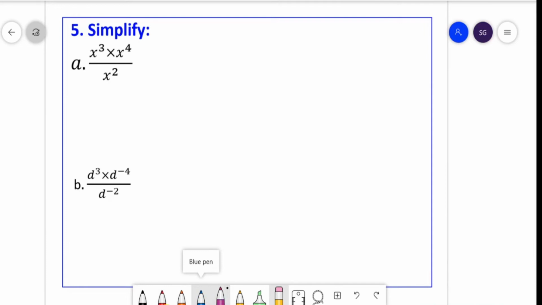Okay, up next is question number 5. So there are various ways of going at it. I'll share a few with you. Either you do direct cancellation, but I'm going to rigidly use the laws of indices.